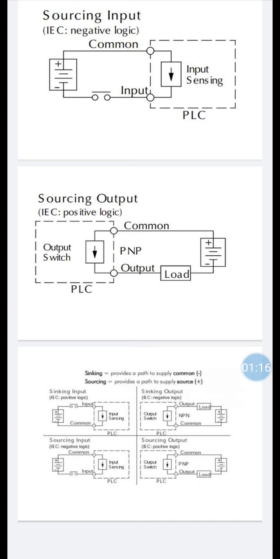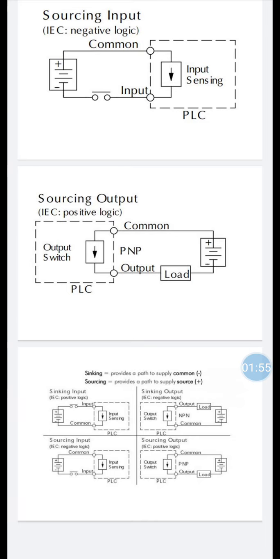While referring to these diagrams, you might have noticed that all of these are associated with only DC circuits and not AC, because of the reference to positive and negative polarities. Therefore, sinking and sourcing terminology will apply only to DC input and output circuits.